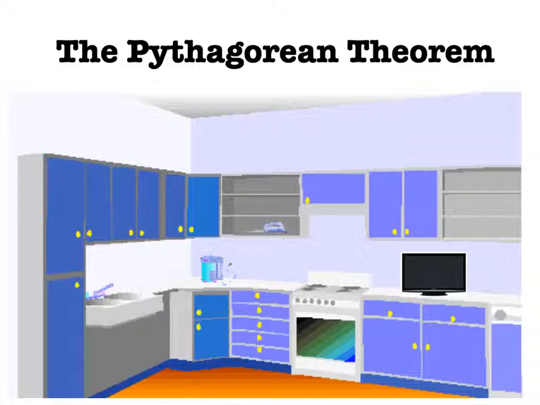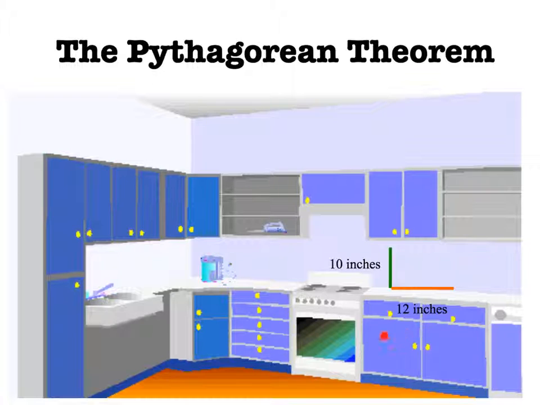So what do you do? Well, first you measure the height of the counter space you have available. So right here. And the height of this is 10 inches. Next, we measure the length of the counter space you have available. And the length is 12 inches. So now we can use the Pythagorean theorem to figure out the hypotenuse to see how big of a TV we can get.